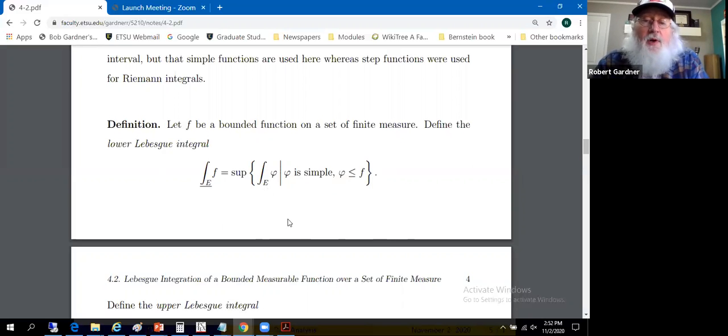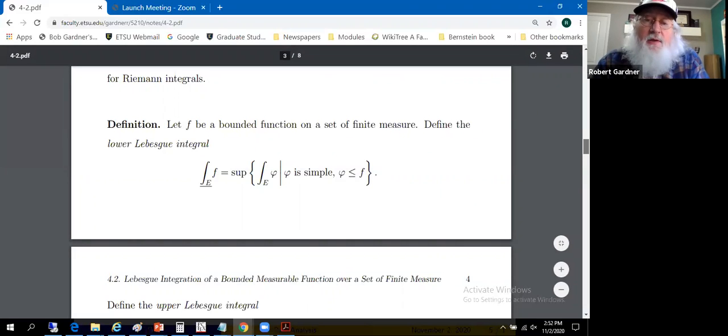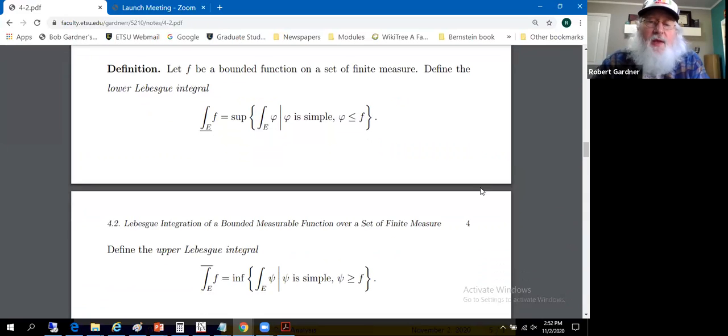How will that differ? We'll integrate psi, which is the symbol we use there, where psi is simple and psi is greater than or equal to f. So then I'd expect specific integrals of those to be too big, so we'll shrink them with an inf, just like we did in Riemann integration. The small ones you swell up with a sup. The big ones you shrink down with an inf.